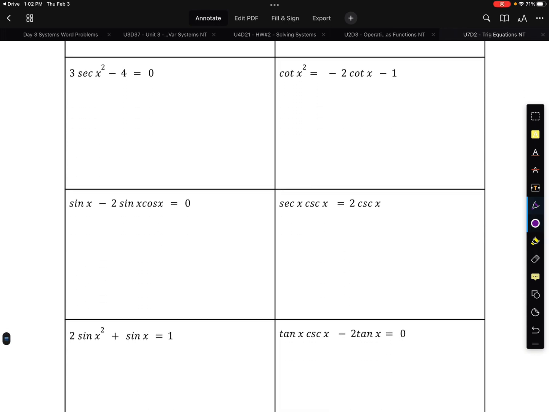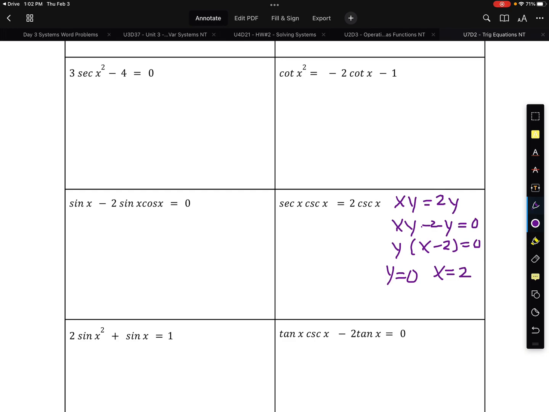So this problem here, secant x cosecant x equals 2 cosecant x. I like to clear the clutter. So I think like xy equals 2y. Alright, well, you know what? Subtract it over. And then how do I factor it? Well, GCF. And then, okay, that tells me y is 0, x equals 2.